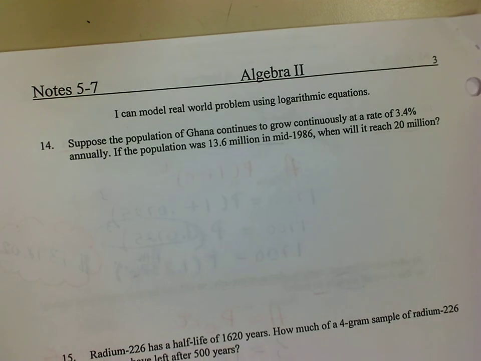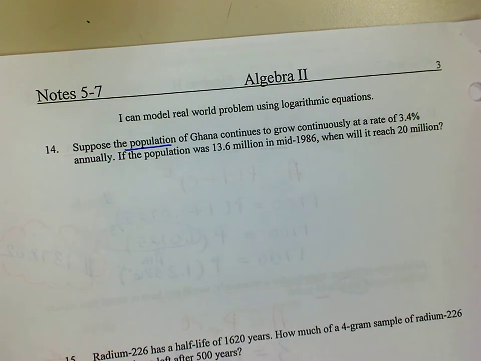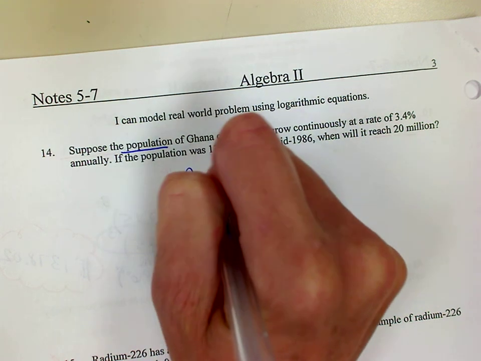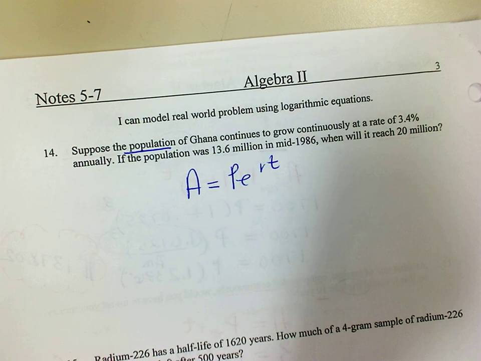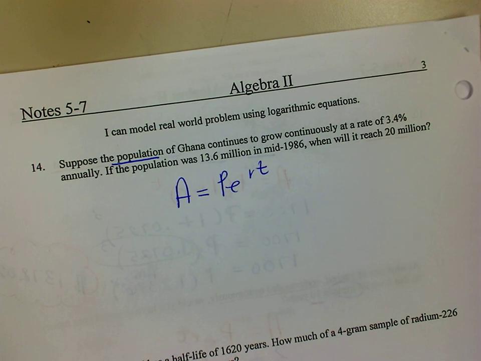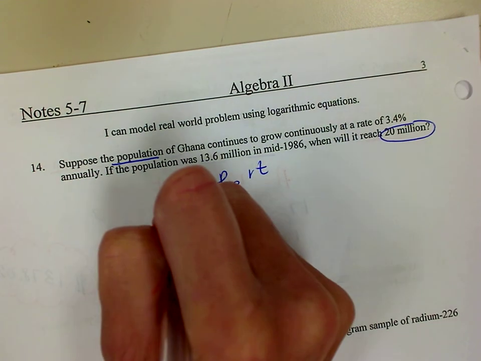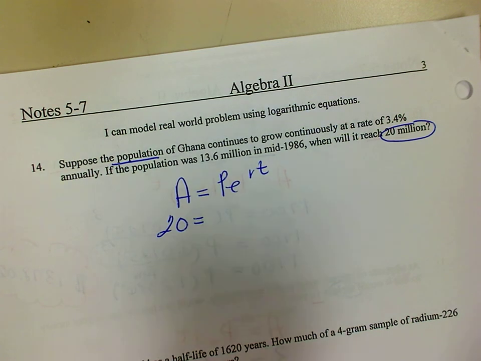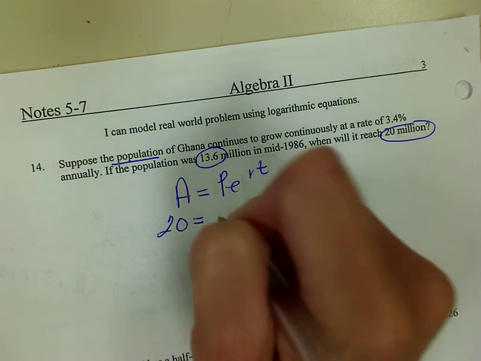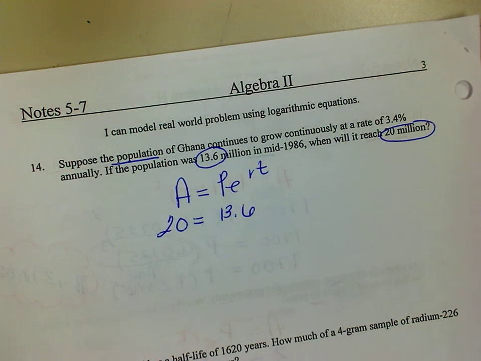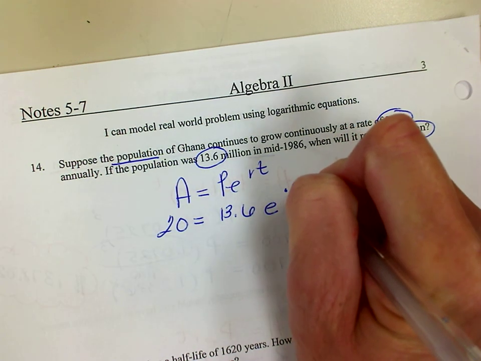Moving on to our last page. All right, this one is a population question. So I'm going to use PERT, because population, like I said at the beginning, is continuous. Okay, so my ending amount is 20 million. My starting amount is 13.6 million. And I don't have to write down all the zeros. I can just put the numbers in like I did. E is just E. The rate is 3.4%, but as a decimal that's 0.034.